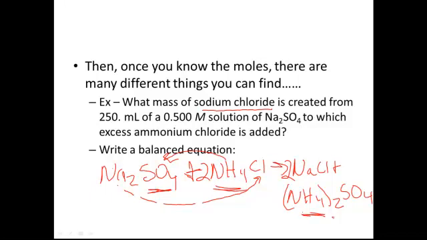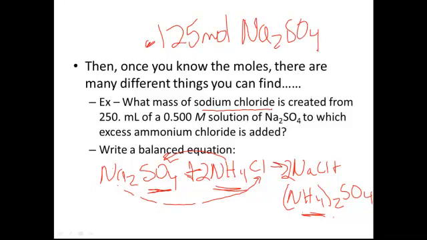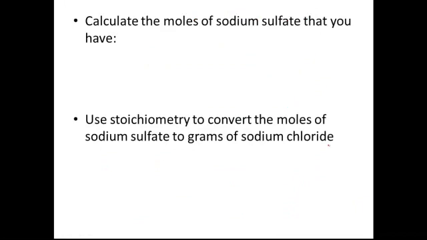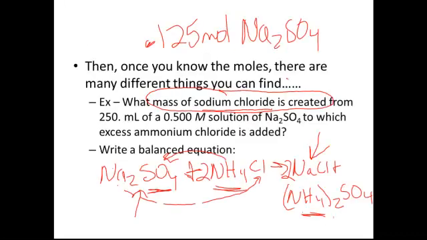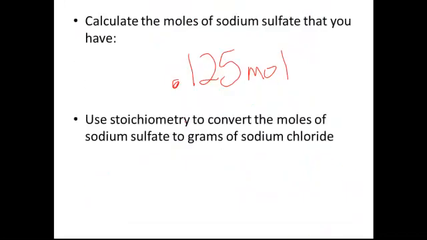So now remember, from our previous step, we had 0.125 moles of Na2SO4. And now they want to know what mass of sodium chloride is created. So we're starting with our moles of this, and we need to get to grams of this. So calculate the number of moles of sodium sulfate that we have. We already did. It's 0.125 moles, unless I changed the number. I didn't pay attention, but I didn't. It's still those same numbers from the previous example. So we've got 0.125 moles of sodium sulfate.